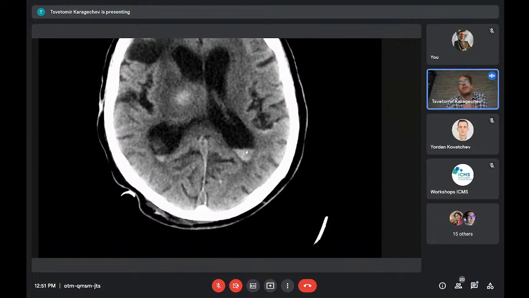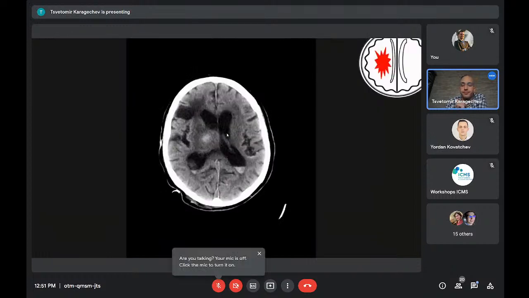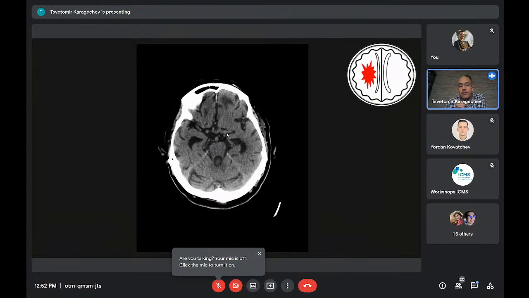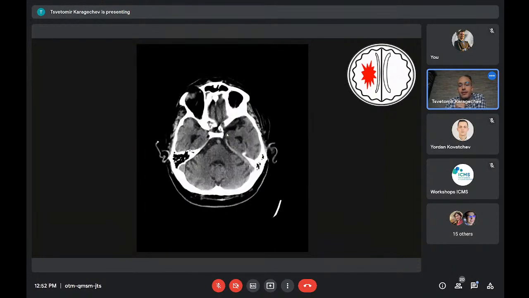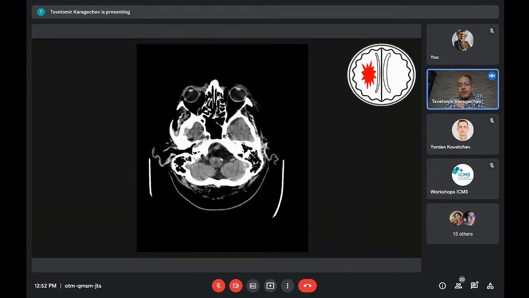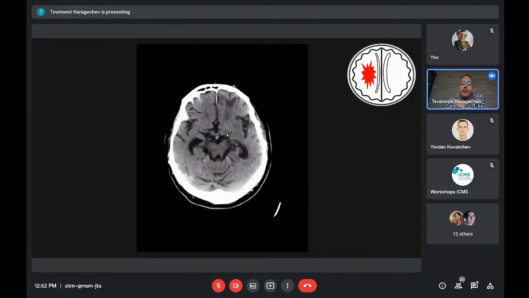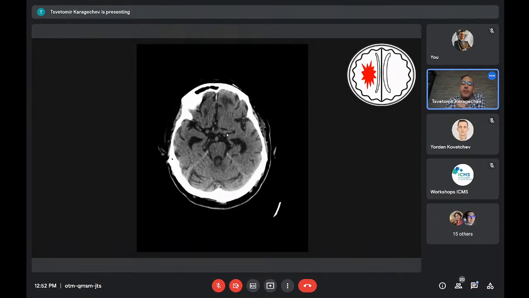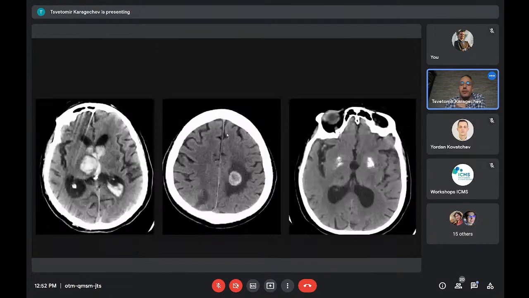This is when the patient is lying on the table. This is the most dependent part of the ventricular system, and you see these really nice hematocrit levels. This is a great area to check when you look for intraventricular blood. And as you can see, the hydrocephalus hasn't progressed. There is actually less blood in the intraventricular system, which is, of course, better for the patient's prognosis.